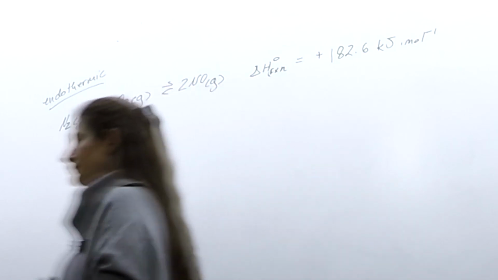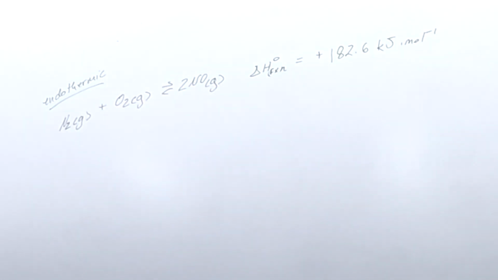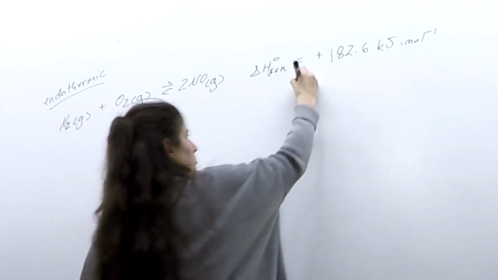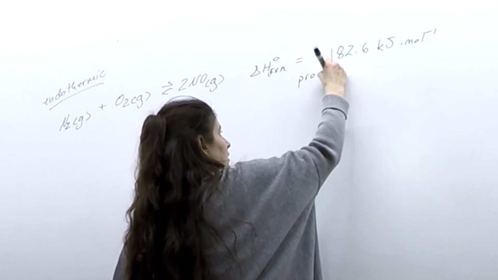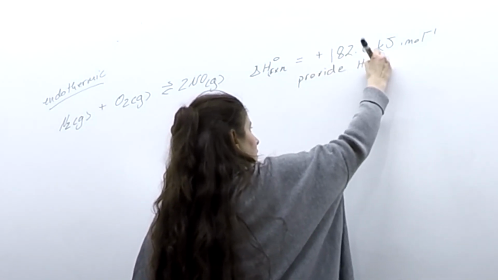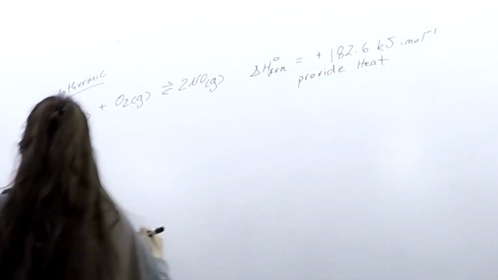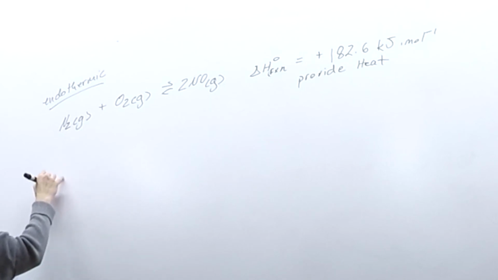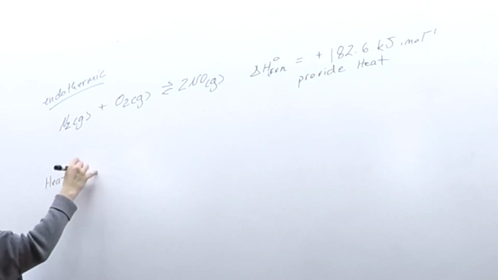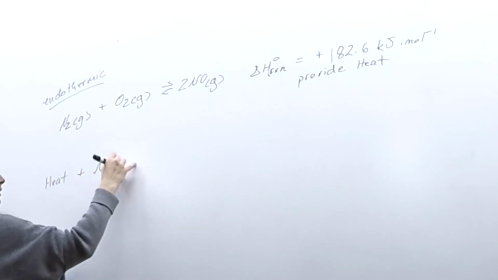All right. So endothermic means that you need to put heat in. So you need to provide heat here. So since it needs to be provided, it will actually be on this side of the reaction as one of our reactants now.